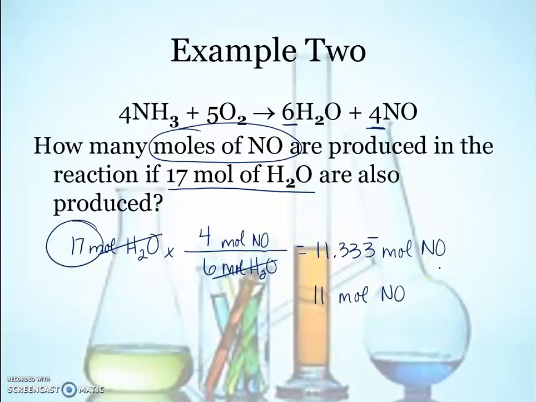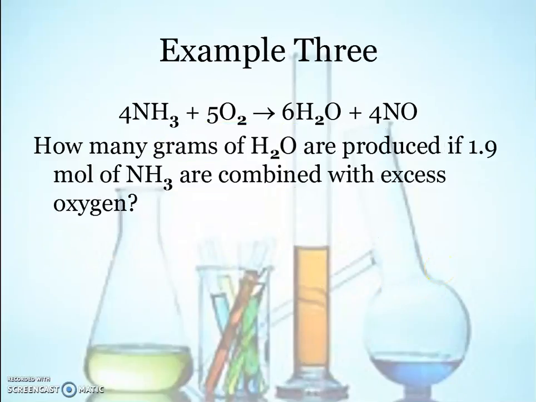All right, you should be feeling pretty confident by now, so let's try another one. Example 3, how many grams of water? Oh my gosh, Mr. Rick, you added something new in there. No, I didn't. You know how to do that already. Okay, are produced if 1.9 moles of NH3 are combined with excess oxygen.